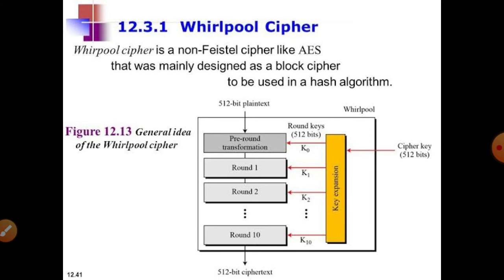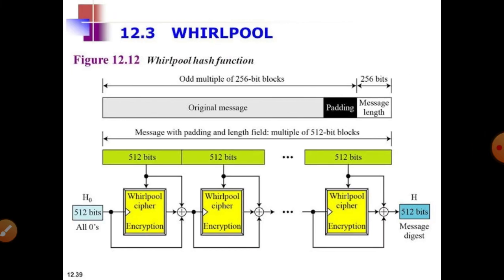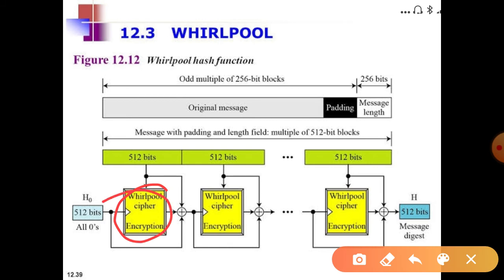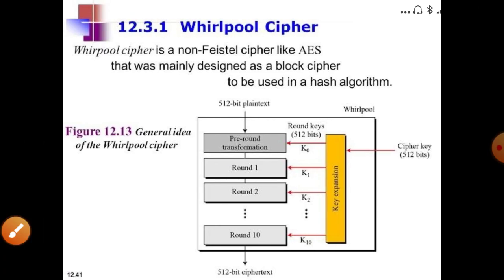Now we will see that Whirlpool follows a non-Feistel structure. What is the Feistel structure? The plain text is divided into two blocks, left side and right side. On the right side bits we apply the function, and after that swapping; that is Feistel. Here it is not a Feistel cipher, like AES.